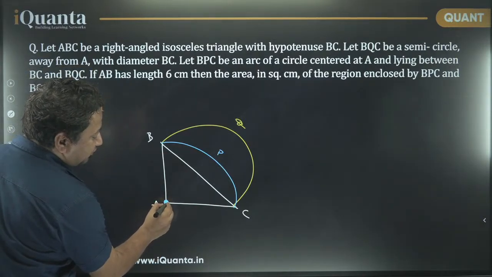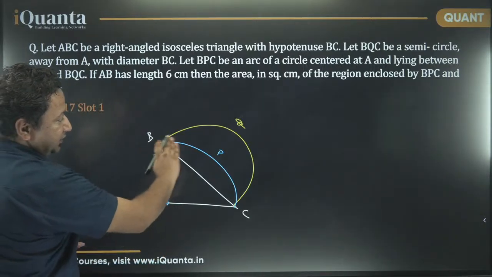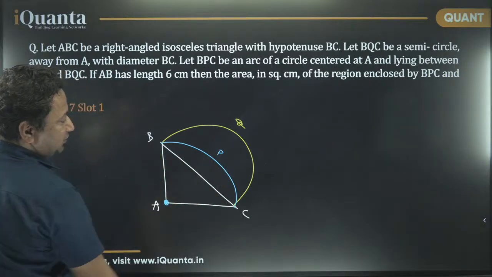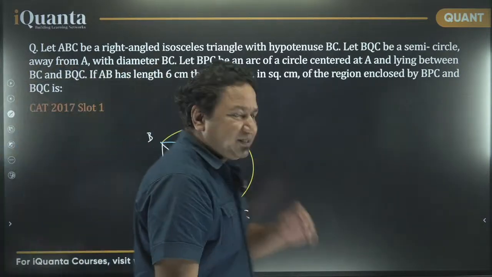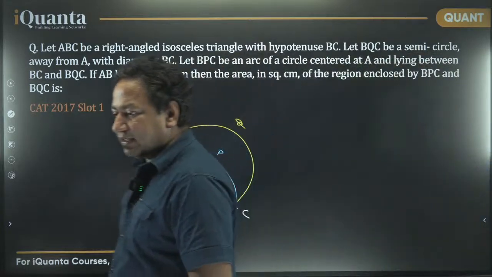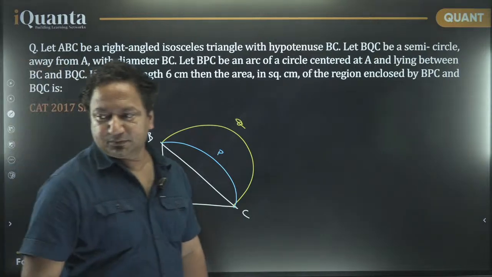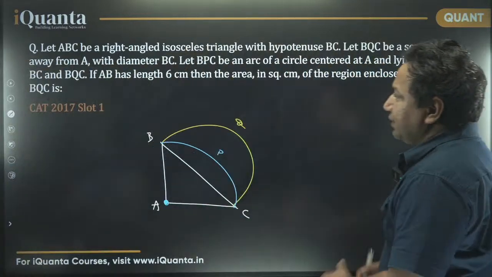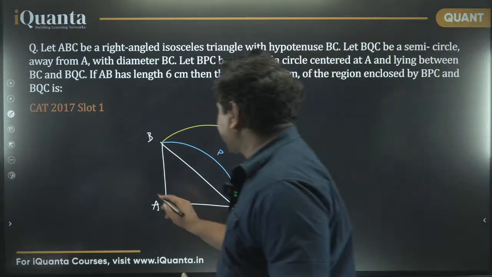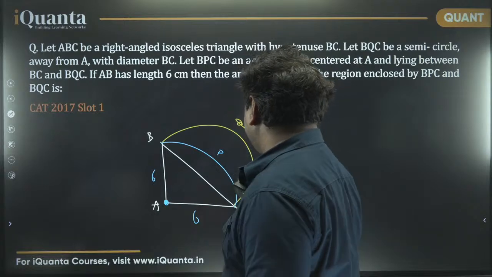Why? Because I don't want you to confuse that A is the center of this arc, BPC. BPC happens to be a quarter circle, isn't it? Yes or no? Is that right? If AB has the length 6, automatically BC will be 6 root 2.